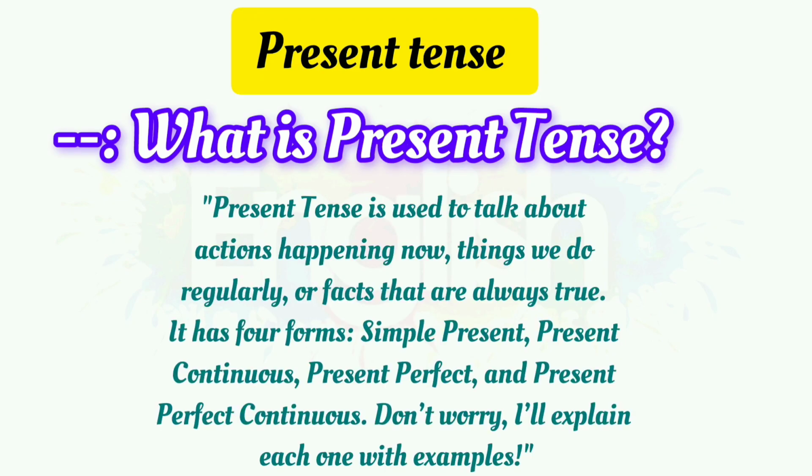Present tense is used to talk about actions happening now, things we do regularly, or facts that are always true. It has four forms: simple present, present continuous, present perfect, and present perfect continuous. Don't worry, I'll explain each one with examples.